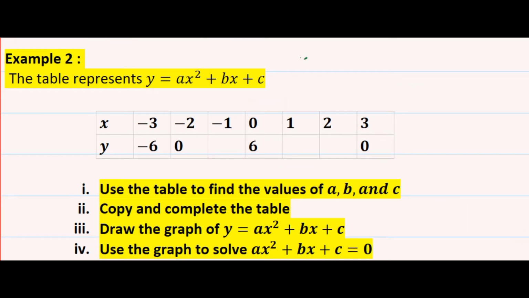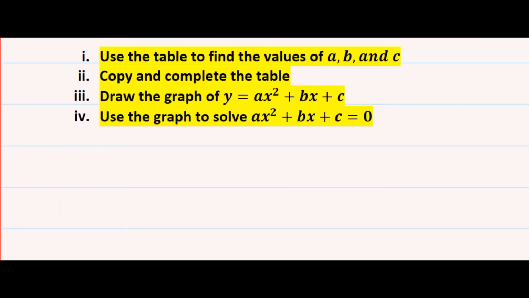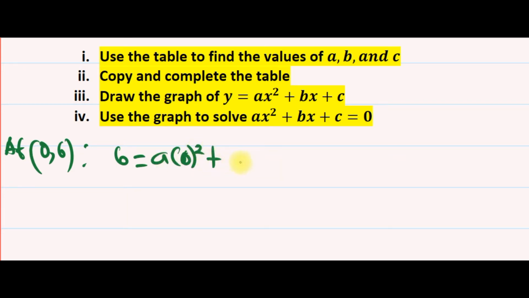The first point we choose is at point 0 comma 6. That's the y-intercept. So we write at 0 comma 6, y is 6, x is 0. So 6 equals a times 0 squared plus b times 0 plus c, which implies that 6 equals c. So we've gotten the value of the first unknown.